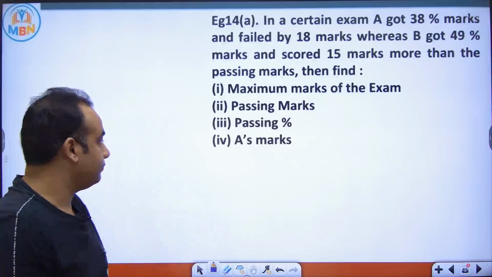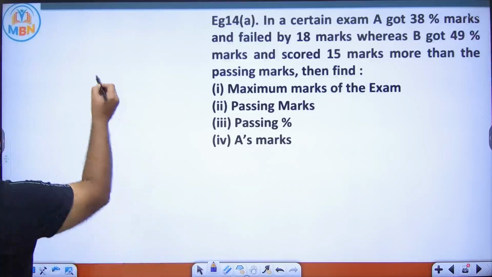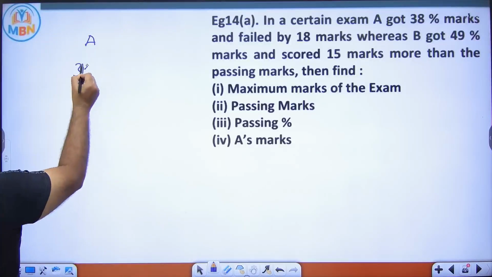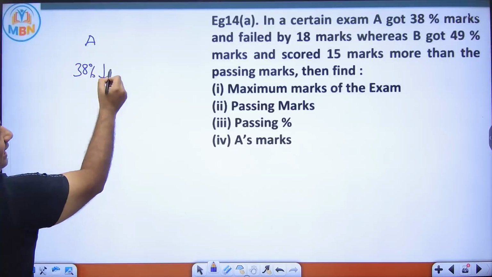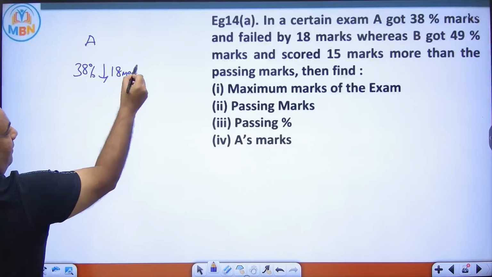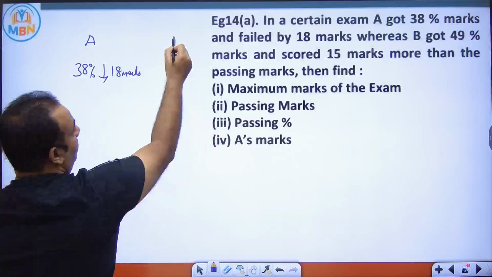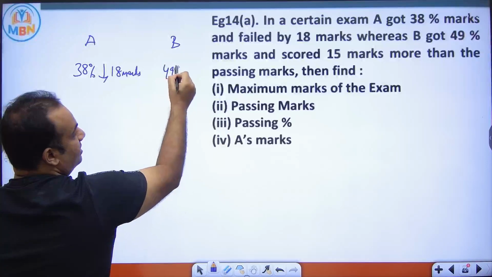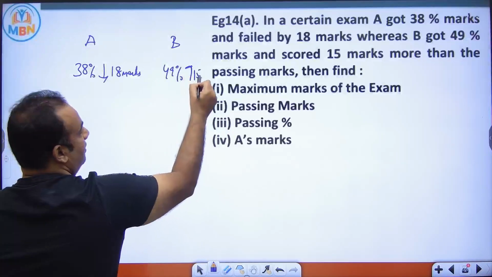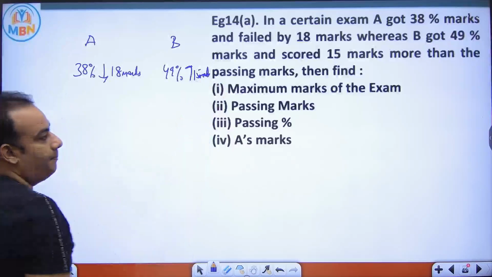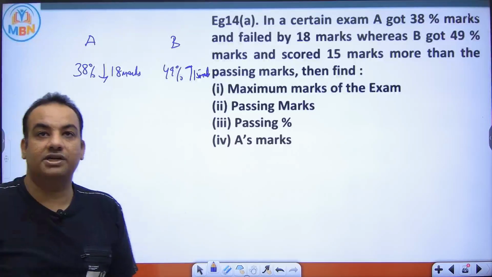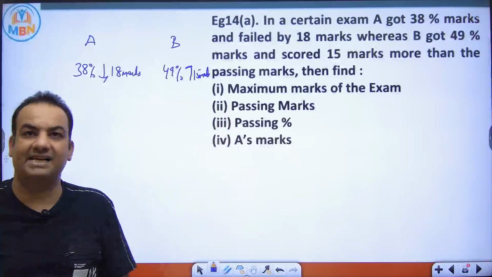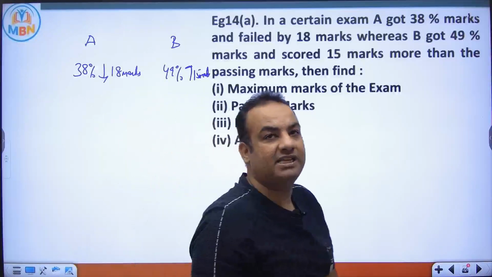Now see, A is a student who got 38% marks and he failed by 18 marks. B is a student who got 49% marks and scored 15 marks more than the passing marks. Now the question has 3 parts: maximum marks, passing percentage, A's marks.